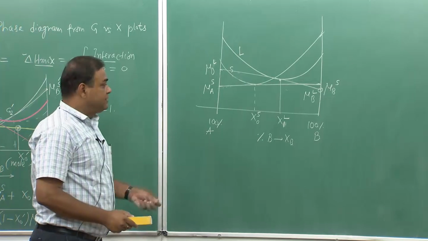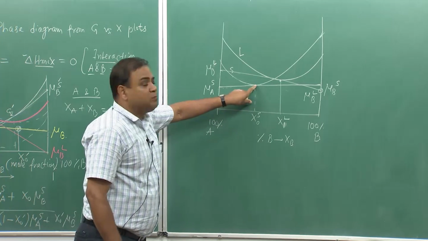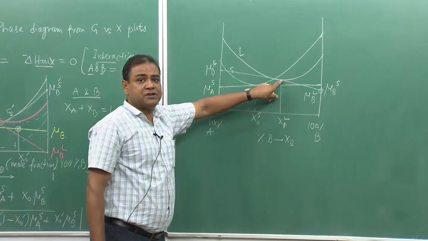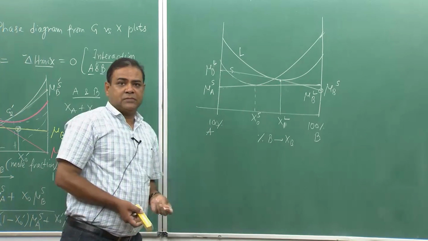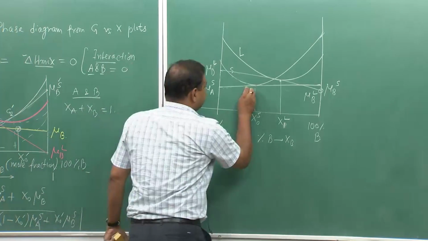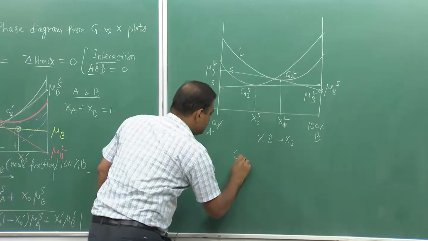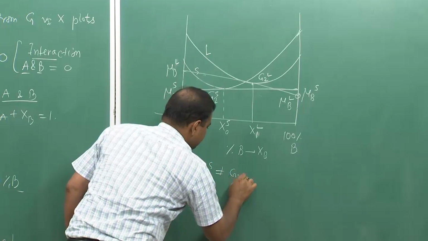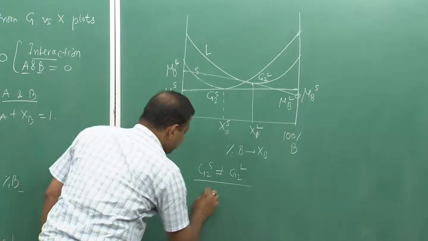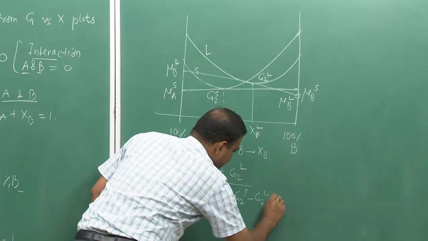Now, would you think that the solution of this composition and the solution of this composition would be in equilibrium? Can they be in equilibrium? They cannot be in equilibrium, because here it is G2 S and here it is G2 liquid, and G2 S is not equal to G2 liquid. So, this is not the condition for equilibrium. And equilibrium means delta G, which is G2 S minus G2 L, should be 0.